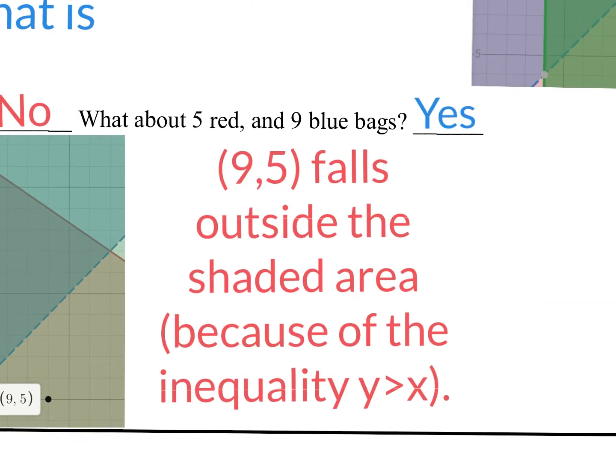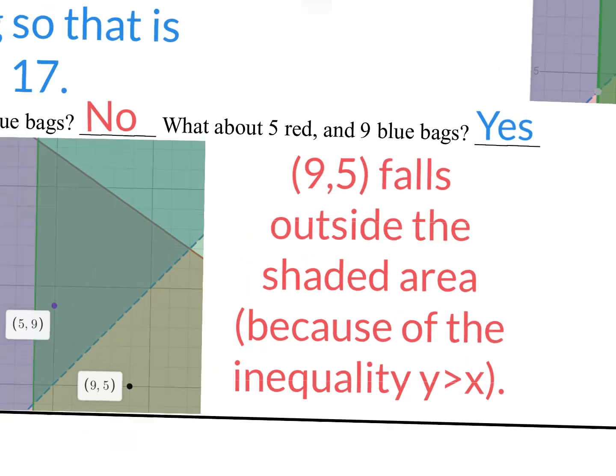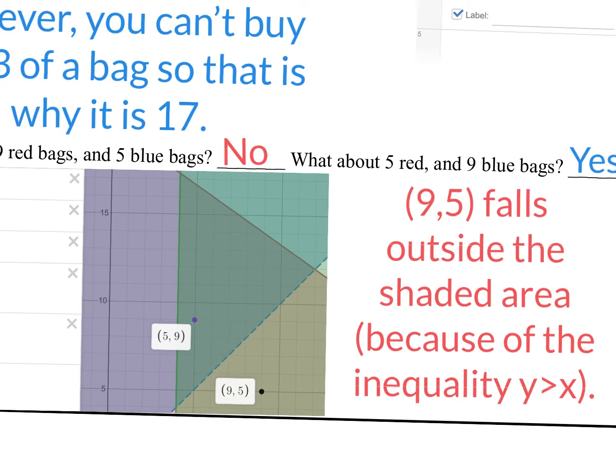What about 5 red and 9 blue bags? The answer would be yes. So my explanation is 9, 5 falls outside the shaded area because of the inequality y is greater than x. Because, think about it, you can always prove these by plugging them into each inequality, and they should make true or false statements, right?